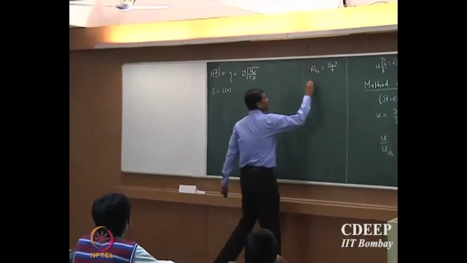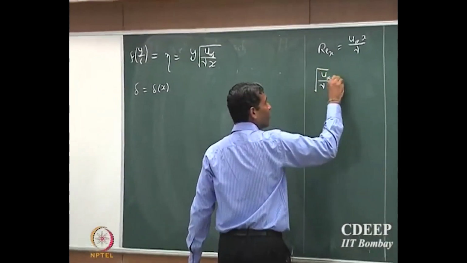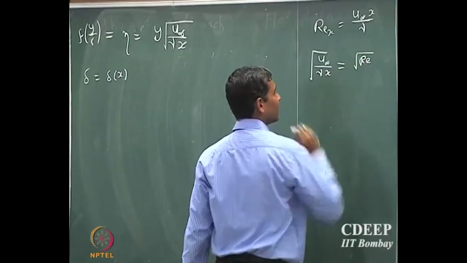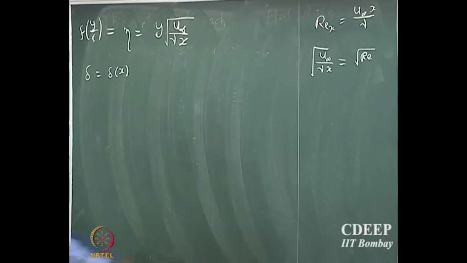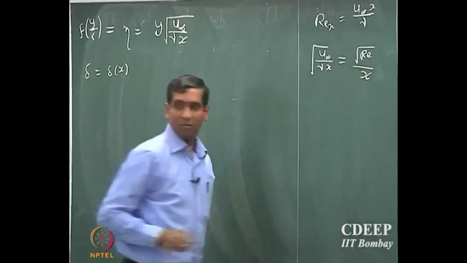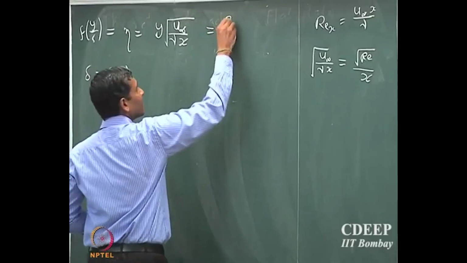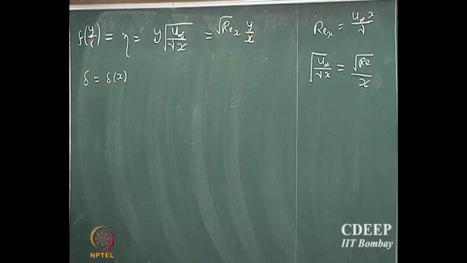So you can write the square root of u infinity by nu into x as the square root of Reynolds number divided by x. So it has some functional form of Reynolds number, so that's nothing but square root of Reynolds number into y by x. So it's not magic that he found this form, it's actually related to the Reynolds number, it's related to the properties of the fluid flow.